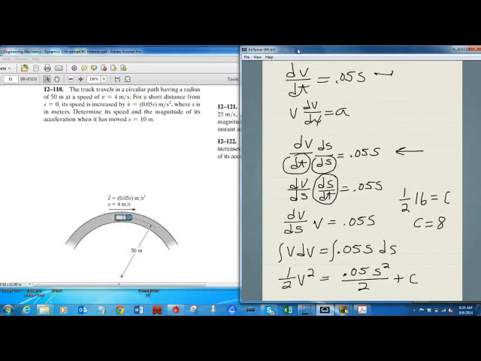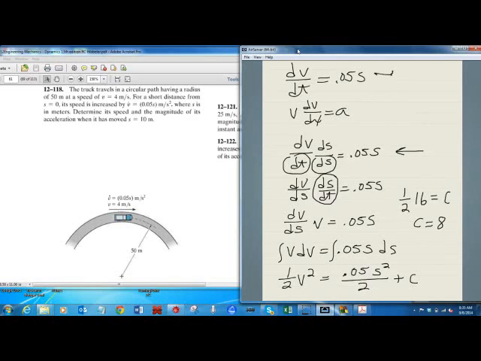So 2.5 plus 8, 10.5. Is that right? I'm just plugging numbers in. I don't have a calculator. Just punch it in. Let's see, 2.5 times 2 is 5. Square root of 5. Is that what you're telling me? Okay, s is 10.